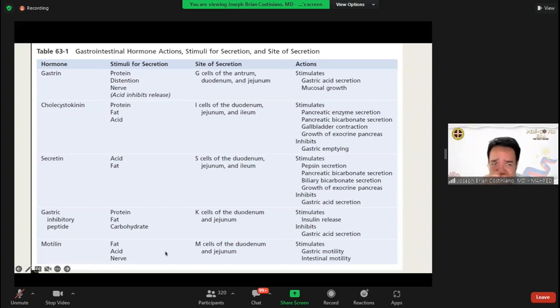No? So yung gastrin mo, stimuli for secretion of your gastrin is when you eat something. So when you eat something, then you will have protein in your stomach and it will cause distension of your stomach. No? And then the site of secretion is the G cells of your antrum, duodenum, and jejunum, and your gastrin will stimulate gastric acid secretion. Kasi merong pumasok na food eh. So you need to secrete acid.